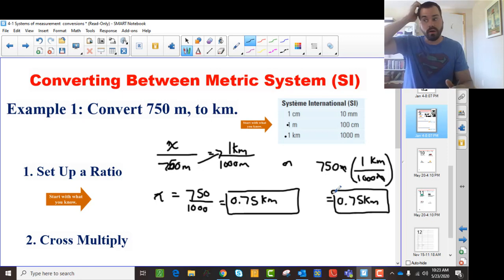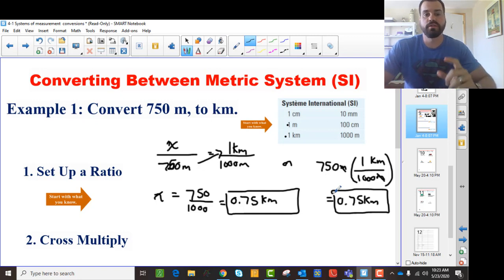Ultimately, all of the unit conversions that we're going to do use the same methodology. You find the conversion factor. That's the big thing, and you're going to find it from a table, and then you're just going to use that as your ratio and find your answer.